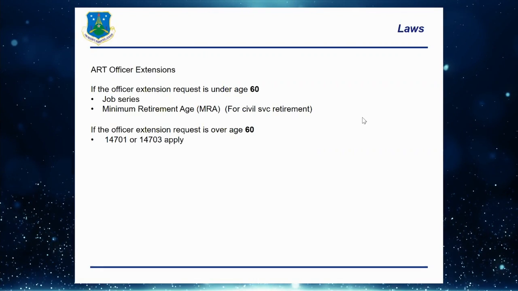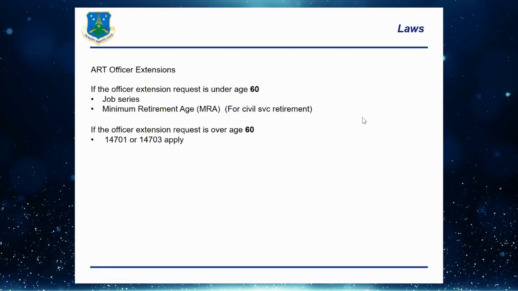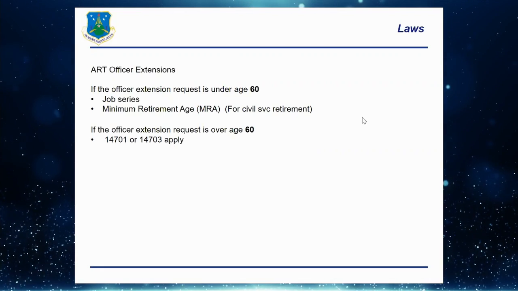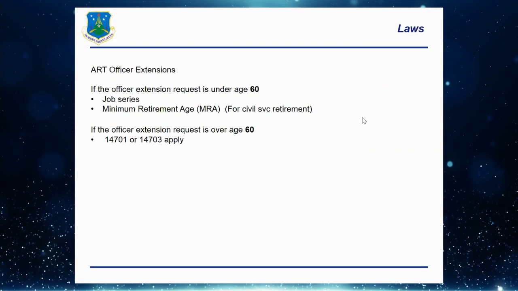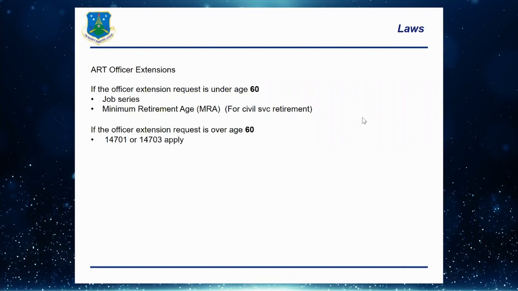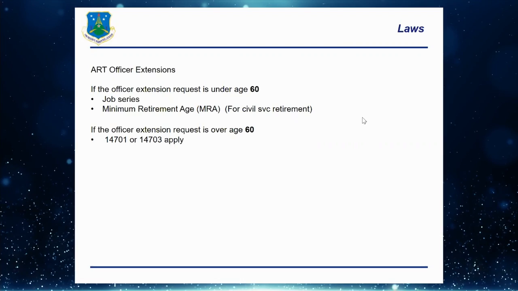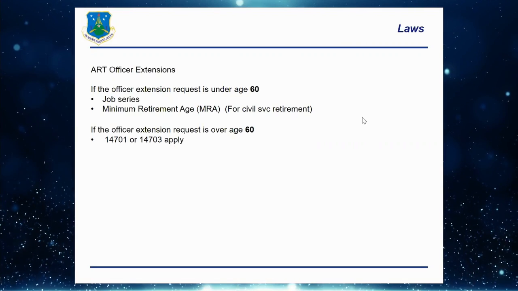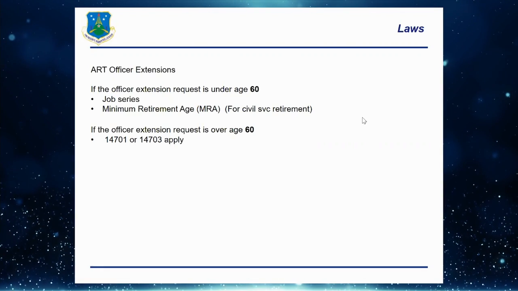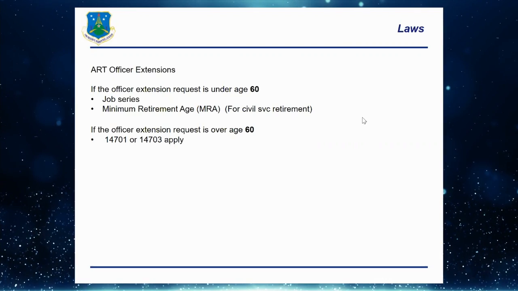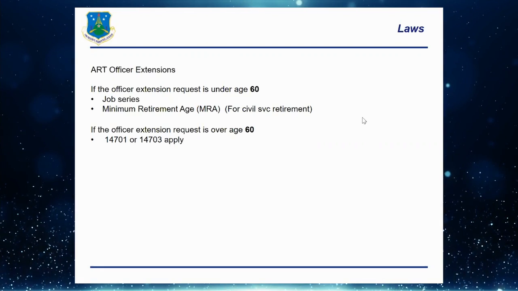I have to refer you to the ART PSDG guides whenever it becomes available, but it's clearly written in there. Like I said, there's only one job series. It's called the 2181 job series, and that's mainly fighter pilots or pilots. They do not have an MRA requirement. They can request all the way to age 60. Okay, in the event the ART officer requests an extension over 60, let's say June 1, 2022 is up to age 64 or something like that, then that's when the 14701 and 14703 apply. But once again, that's getting too deep in the woods, but I just want to give you the basics for that.